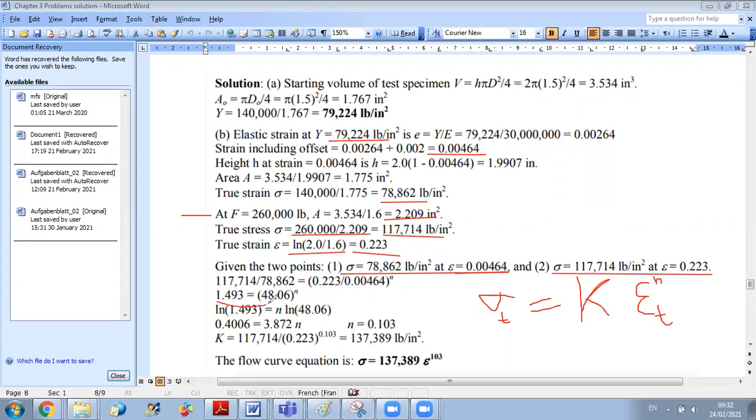To find n, this is your equation, and you take ln of both sides. You have ln 1.493 equals n times ln 48.06, so you can get the value of n. Once you find n, in order to get K, all you have to do is take one of the 2 points and apply sigma equals K epsilon to the power n to it, and you get the value of K. From here, you can deduce the equation of your flow curve. Okay? Any question on this?